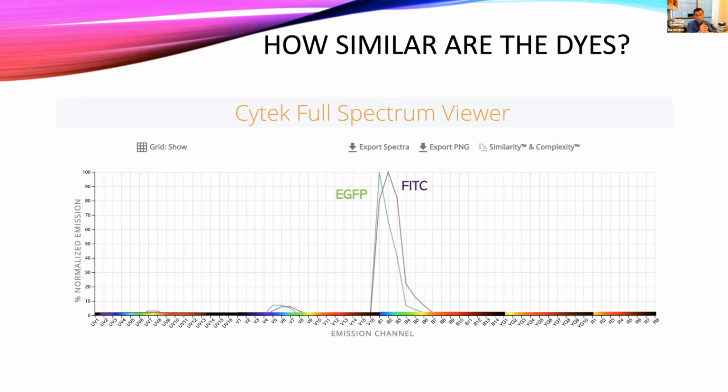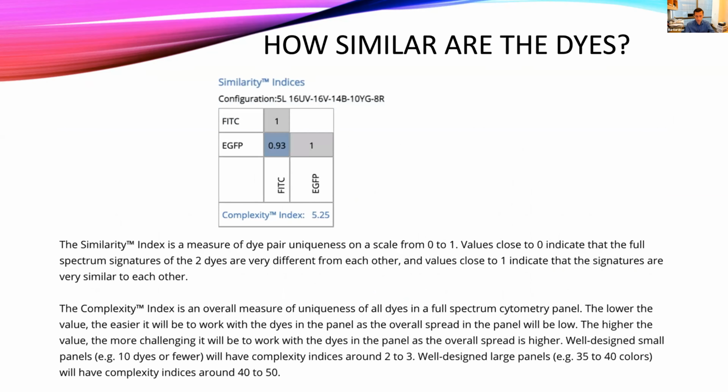So looking at the spectra viewer from Cytek, you can see that EGFP and FITC are slightly separated or shifted, but the thing is, how much do they have to be shifted for us to know if they're going to work together or not? So Cytek did introduce an interesting metric, or a couple of metrics. One of them is the similarity index. The similarity index scales from 0 to 1, where 0 is two completely distinguished fluorochromes, and 1 would be they're completely overlapping, right?